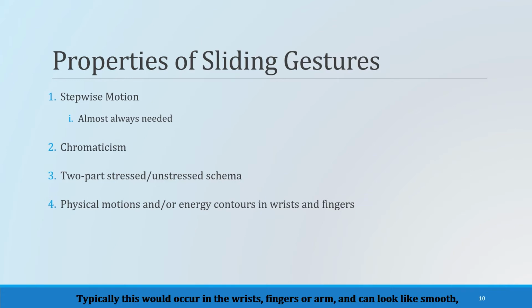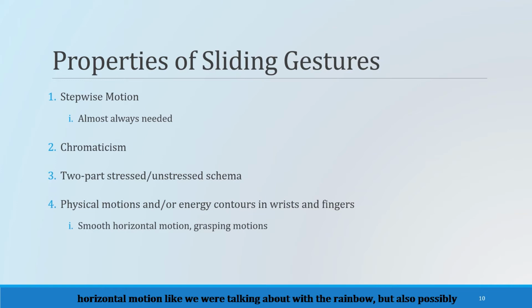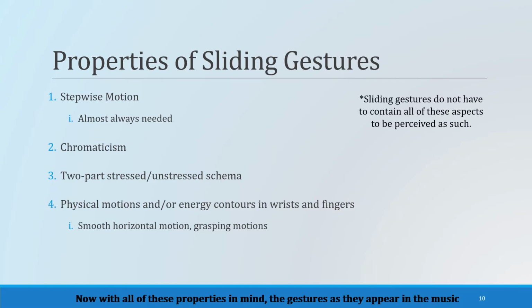Typically, this would occur in the wrists, fingers, or arm, and can look like smooth horizontal motion, like we were talking about with the rainbow, but also possibly grasping motions in the fingers, say from the black keys down to the white keys, and that sort of vertical or diagonal grasping motion. Now, with all these properties in mind, the gestures as they appear in the music may have all four. They may have really strong aspects of one and weaker aspects of the other.